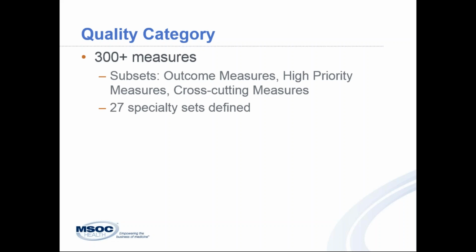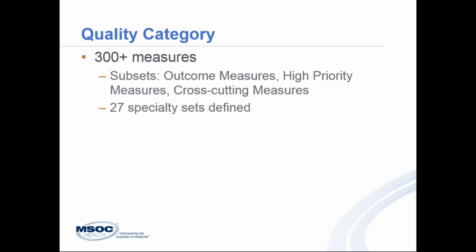We're going to talk about each of these categories in some depth. So let's start with the quality category. The quality category is very much like PQRS quality reporting. There will be 300 or more measures. They look pretty much exactly like the 281 plus measures in PQRS for 2016.